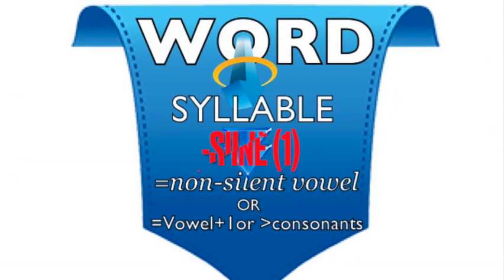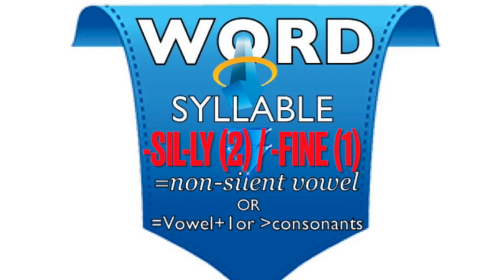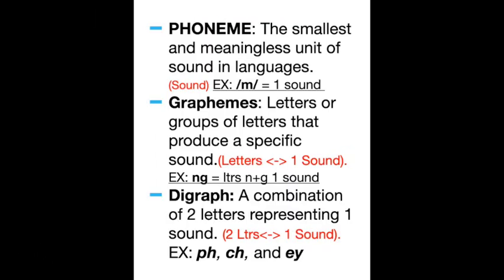Therefore, silly has 2 syllables. The first one is sil, and the second one is ly. However, fine has only 1 syllable because the E is silent. We must define 3 more terms: phoneme, grapheme, and digraph.